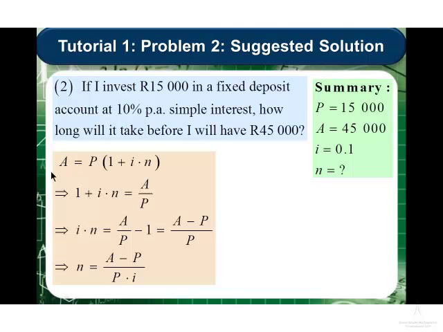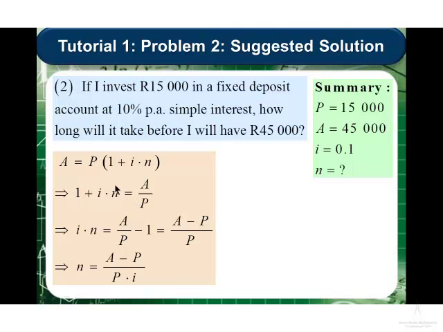So we start with our formula, which links these parameters together, the simple interest growth formula, and we need to make, in this case clearly, n the subject of the formula. That is what we have to calculate, the number of interest periods. How long will it take before the initial amount of 15,000 will become the final amount of 45,000 Rand in such a case? So the first step will be to divide through by P on both sides of the equation.